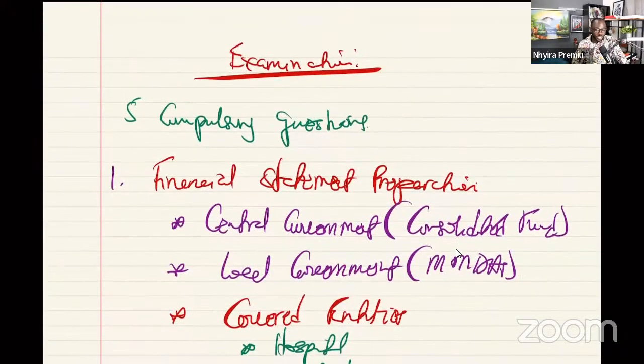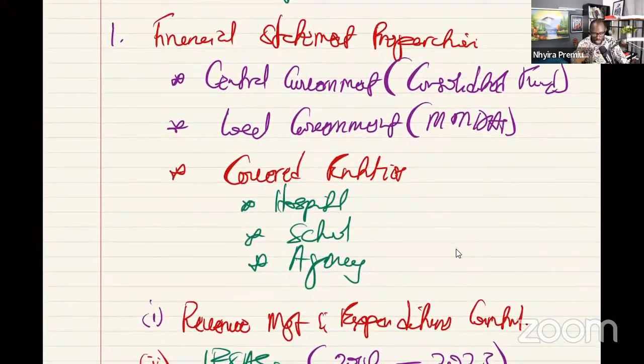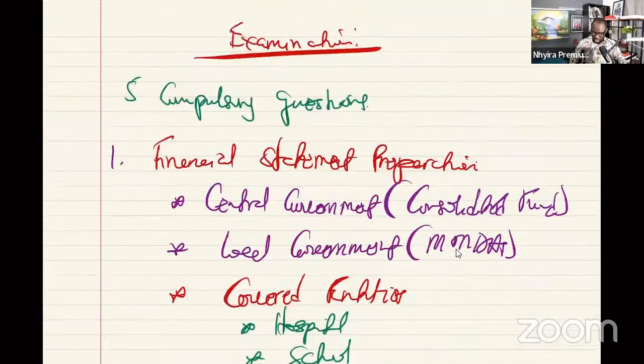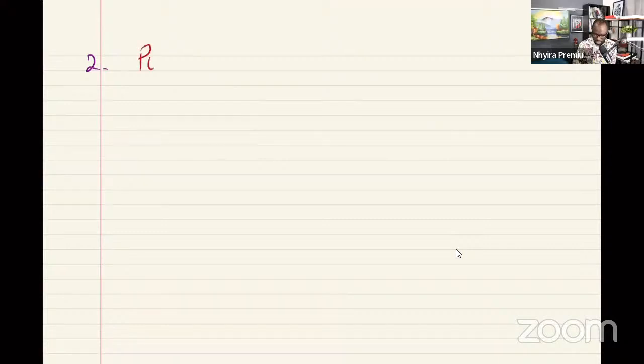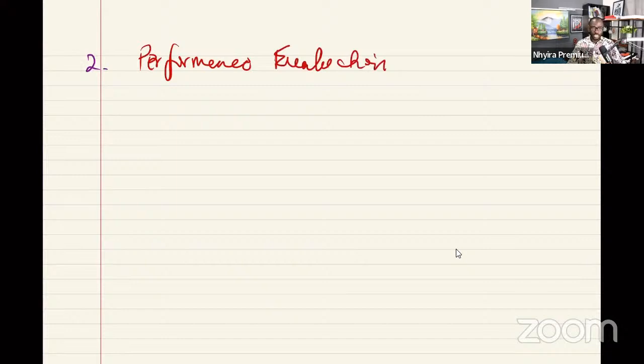Okay, so that's the first key aspect, financial statement preparation. Please, we're going to focus on this very well. All right. Number 2. The second thing that we need to understand is about performance measurements or performance evaluation. There is going to be a question in the exam hall on how we can assess government's performance for a given year under review. Either the central government, a local assembly, or a covered entity.